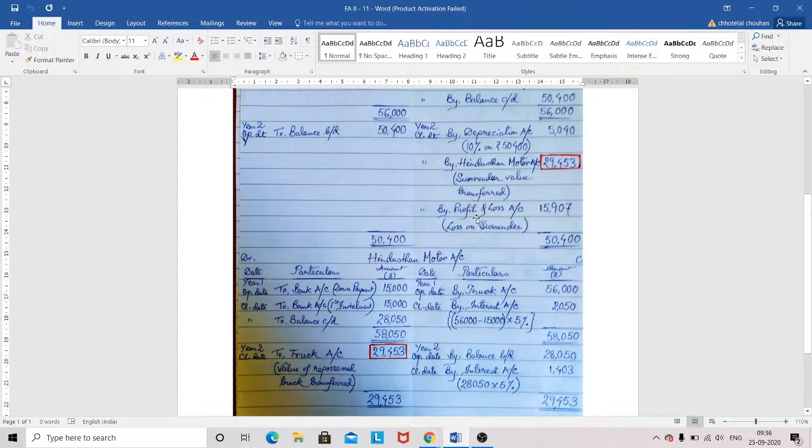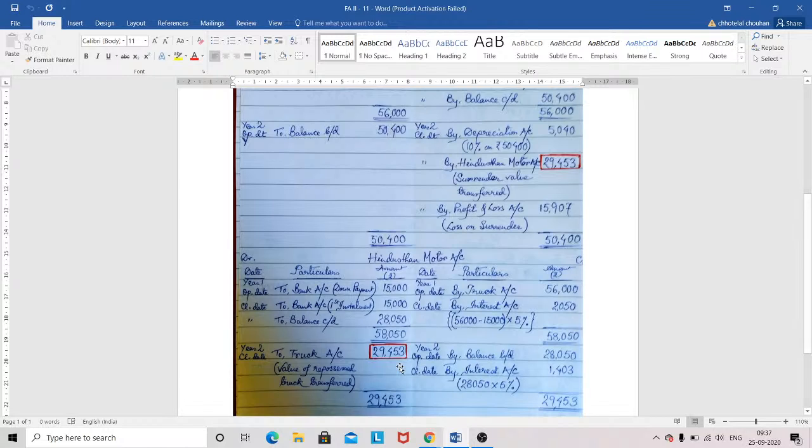Now just see that at the time of paying installment, here we used to pay the installment to bank, okay. To bank second installment I have to write this, but unfortunately I failed to pay that particular installment. So what is the amount due? The amount due is 29,453. It is nothing but the total of the credit side, okay.